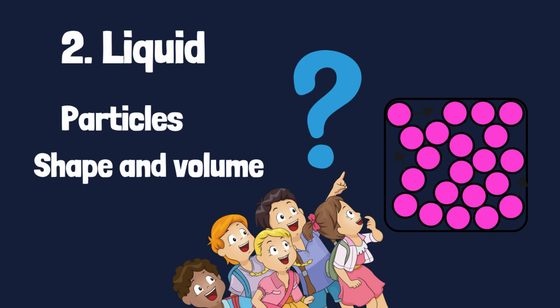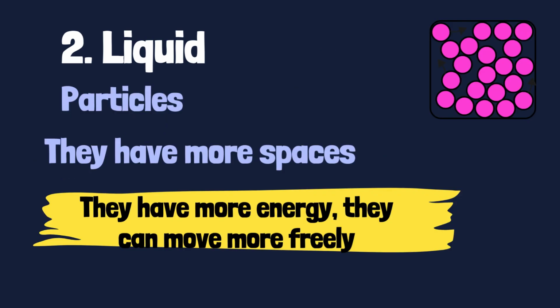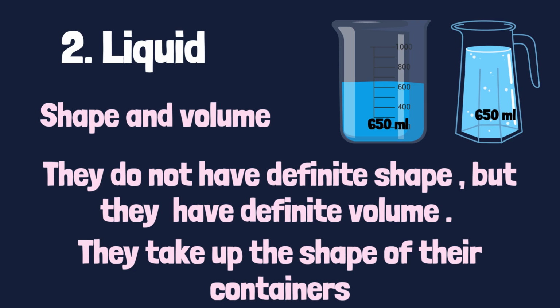Here we will talk about the particles of liquid. As you see here, particles of liquid have more spaces. They are not packed tightly like the solid particles. So they have more energy because they have spaces. They can move freely, okay, and have more energy. So this causes the liquid to not have a definite shape, but they have a definite volume. They take the shape of their containers, but the volume is fixed. It's constant in all containers, okay?